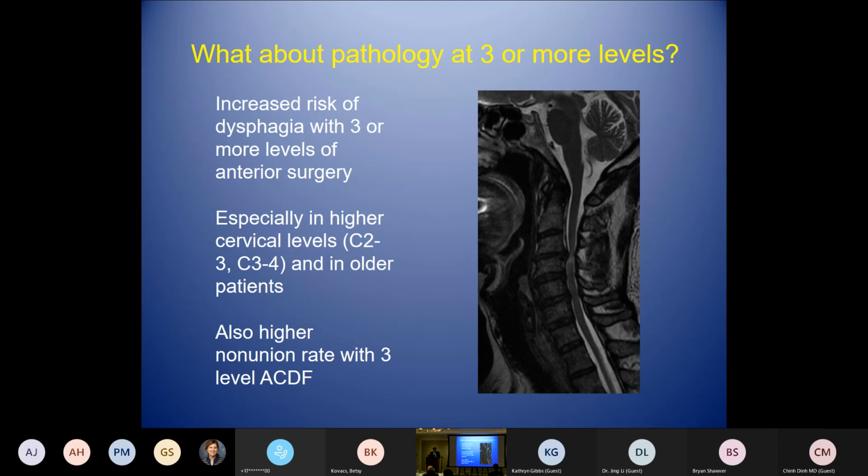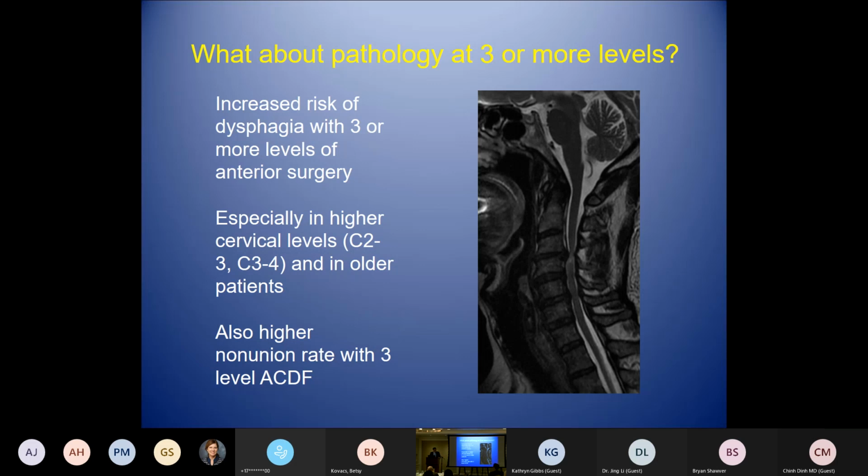Now, what about if there's pathology at 3 or more levels? As we talked about, there's a little bit of an increased risk of dysphagia with 3 or more levels of anterior surgery, and especially if the pathology is higher in the cervical spine, so C2-C3 or C3-C4, and in older patients. And with more than 2 or 3 levels of anterior cervical fusion, there's a higher risk of a non-union, or the fusion not healing, regardless of whether or not the patient smokes.